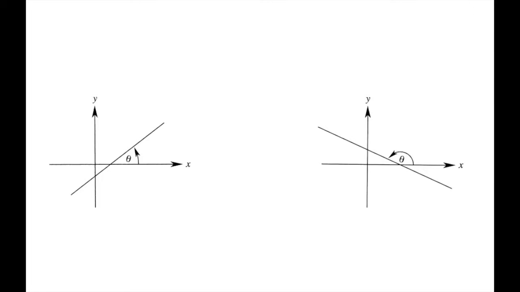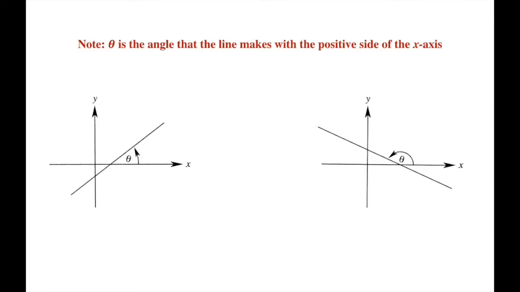Now, let's just have a look at these two different diagrams that we've got drawn here. You can see in the first diagram that the line is going uphill from left to right, and we've got our angle theta on the positive side of the x-axis. We can see in our second diagram that we're going downhill from left to right, and theta is still on the positive side of the x-axis. So, we need to make sure we're aware that theta is always on the positive side of the x-axis.